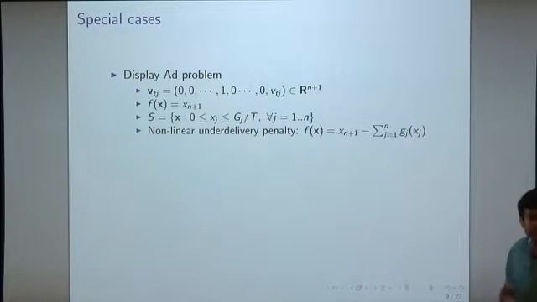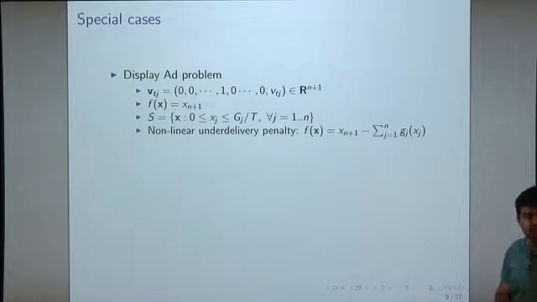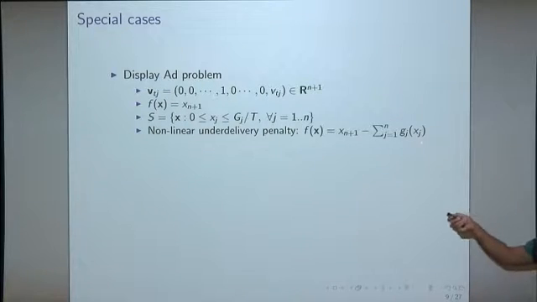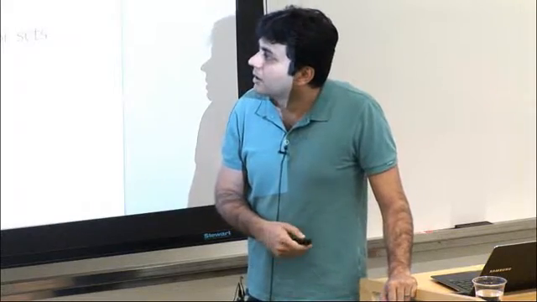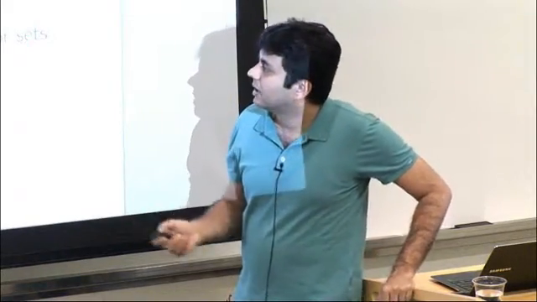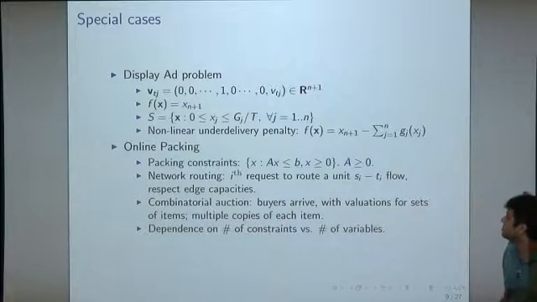And now let's say you had an under-delivery penalty, a non-linear under-delivery penalty. Here's how you would change it. Instead of defining f(x) to be just the last coordinate, you would have this penalty here. So g_j encodes what this penalty looks like. So g_j only depends on x_j, which is the count of the number of impressions you assign to advertiser j. Okay, so you would have something like this. And if g is convex, this is concave, so you can maximize this. This also generalizes a more general linear version called online packing. You have these packing constraints, and you can do a similar thing.